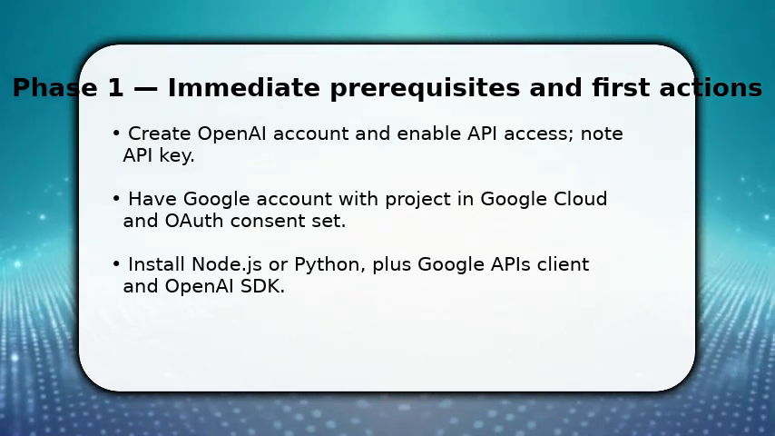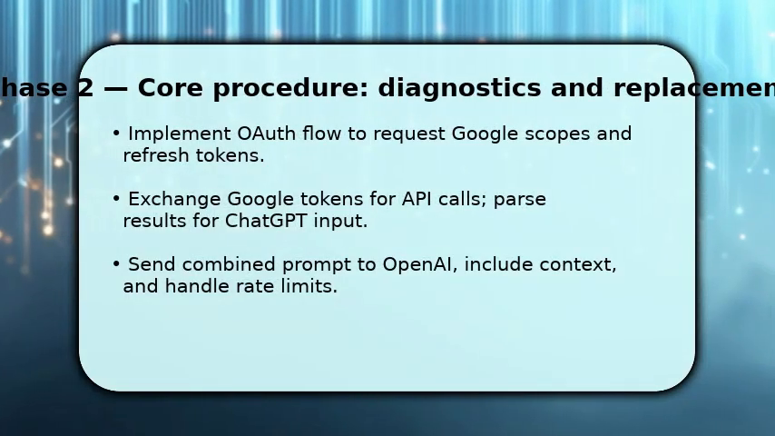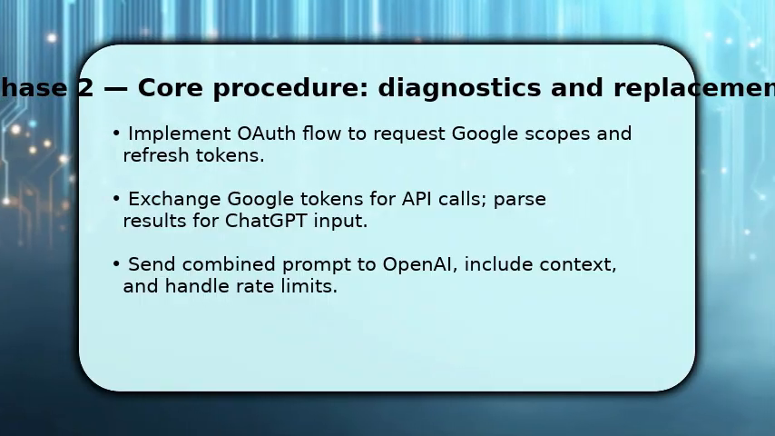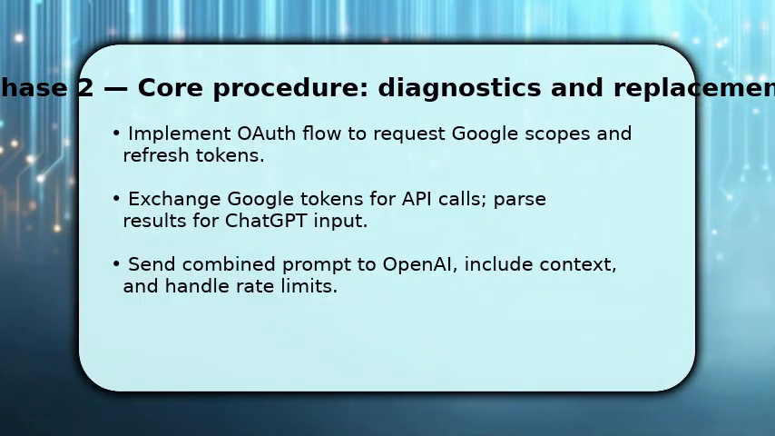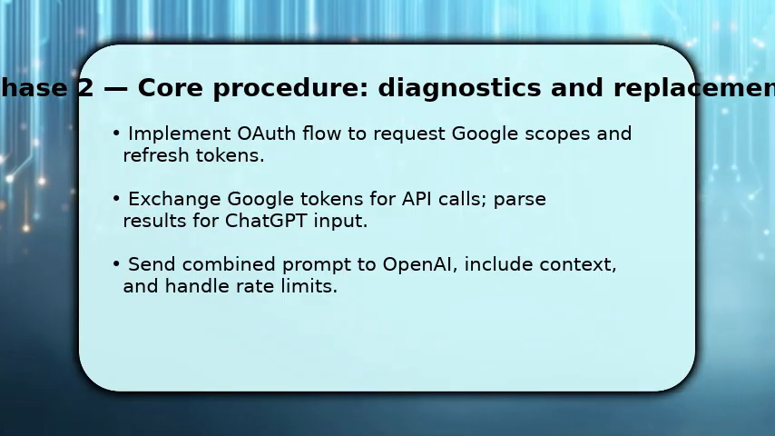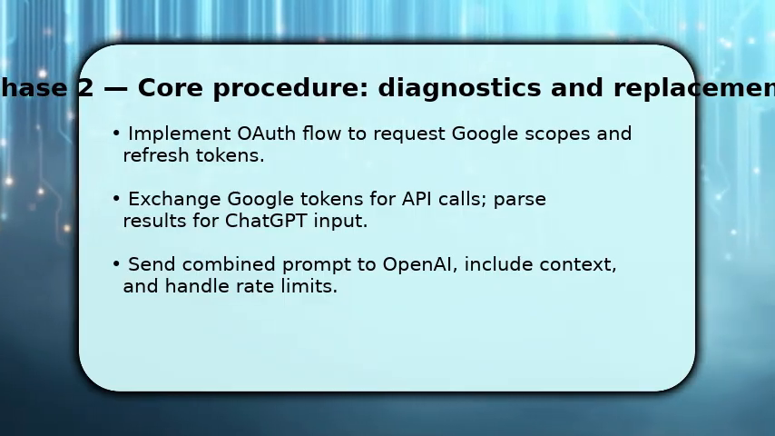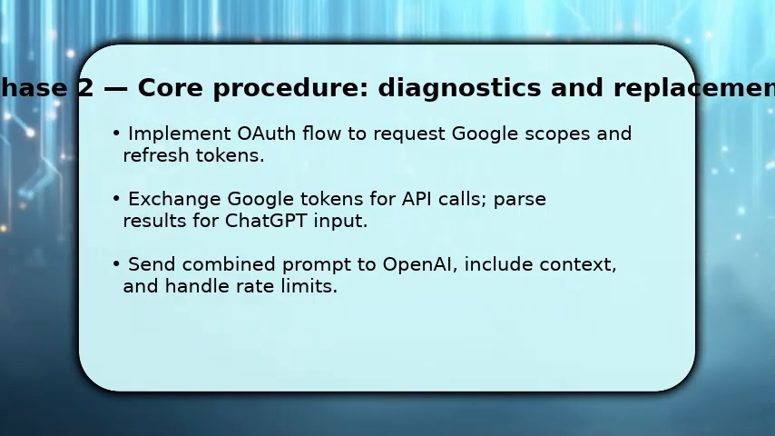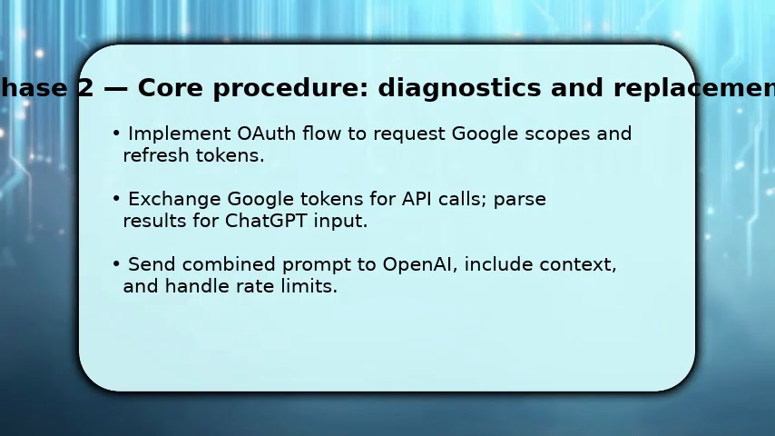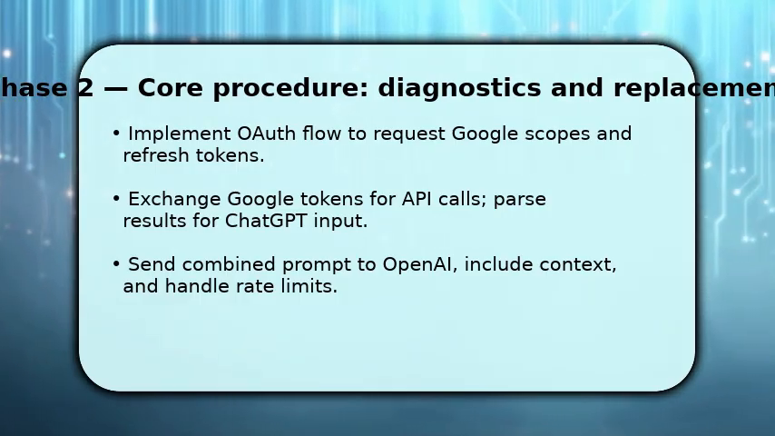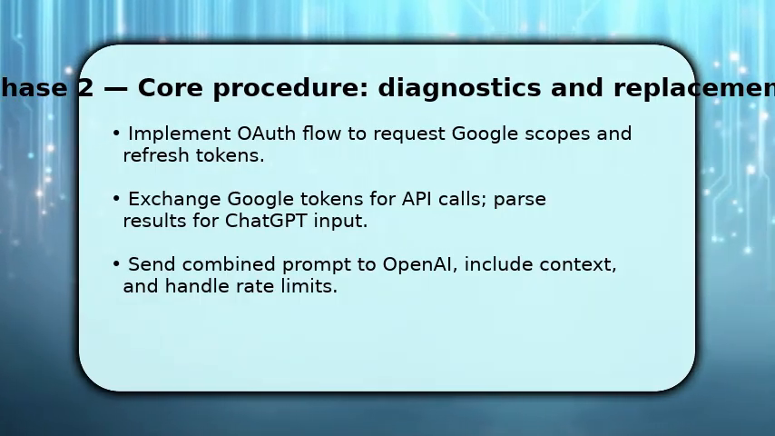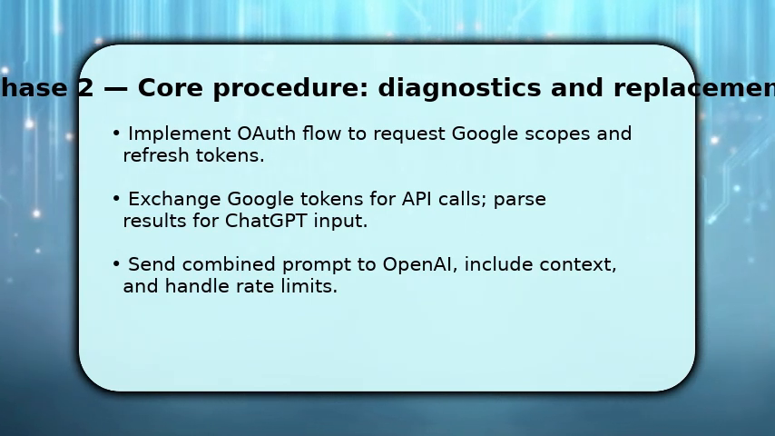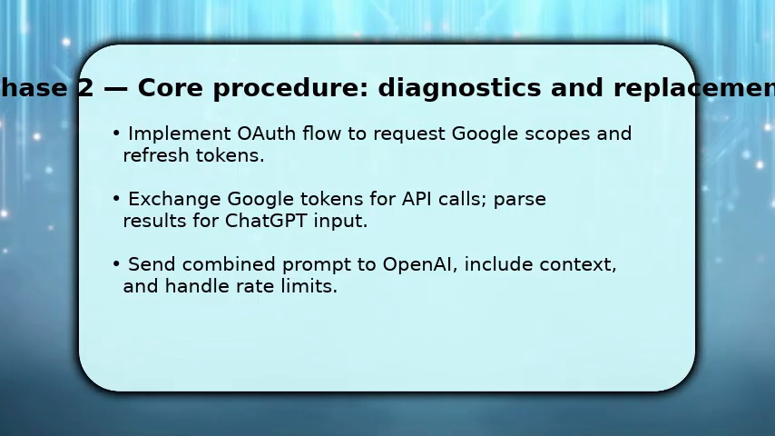Now implement the integration flow. Build an OAuth 2.0 redirect that requests the exact Google scopes you need, Drive, Search, or Gmail, so users authorize access. Once you get the authorization code, exchange it for access and refresh tokens, and persist the refresh token for long-term calls. Make Google API requests, parse and sanitize the return data, and construct a concise prompt for ChatGPT. Then send that prompt to OpenAI with tokens and system instructions. Make sure to respect rate limits and paginate large results.